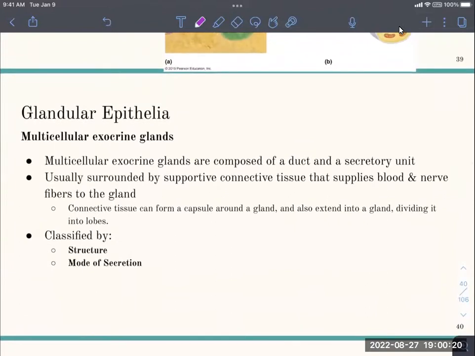Multicellular exocrine glands are exocrine glands that are composed of a duct and some kind of secretory unit. They're surrounded by connective tissue that supplies blood and nerve fibers to that gland. So there's always nerves to those cells, and they also have some kind of blood supply. They're kind of classified by their structure and how they secrete. There's two different ways that these kinds of exocrine glands actually secrete.